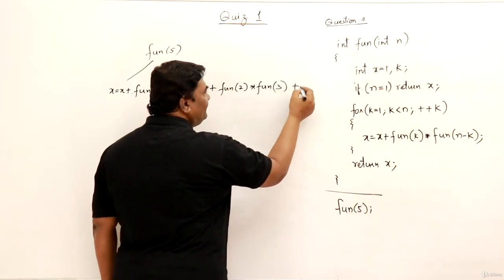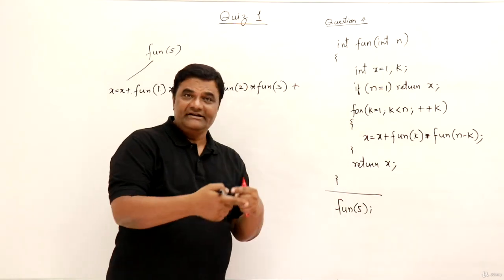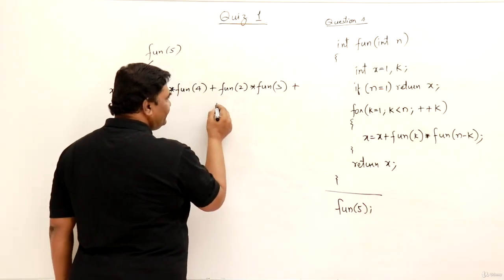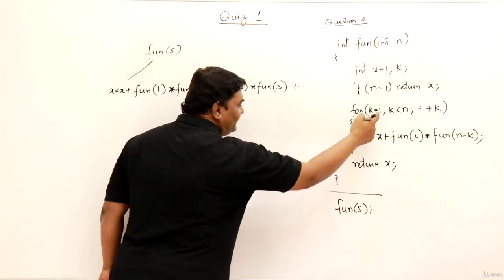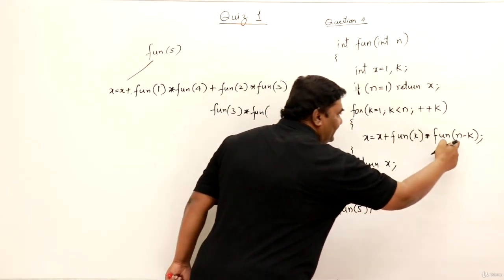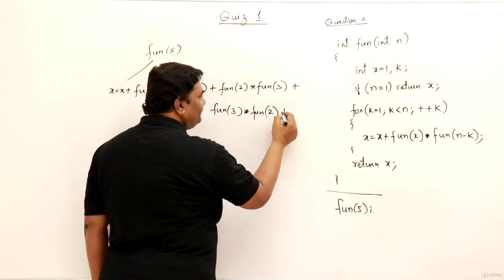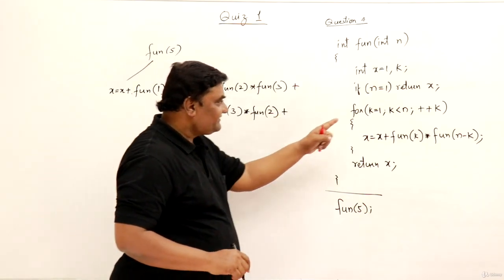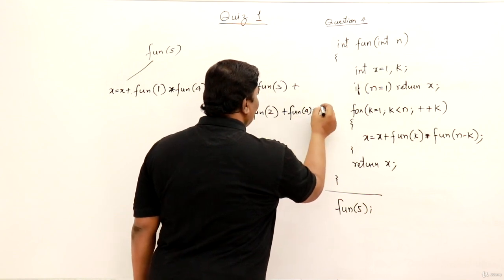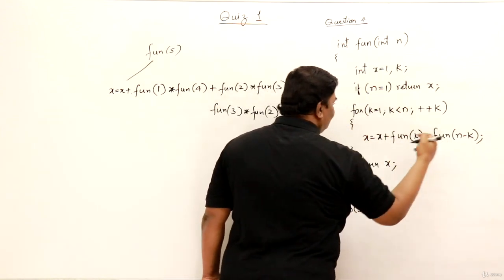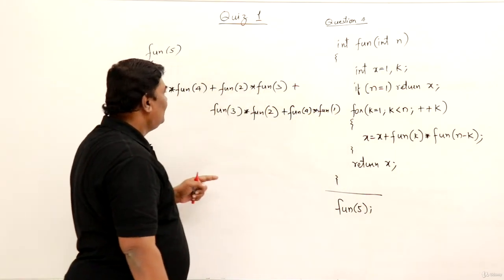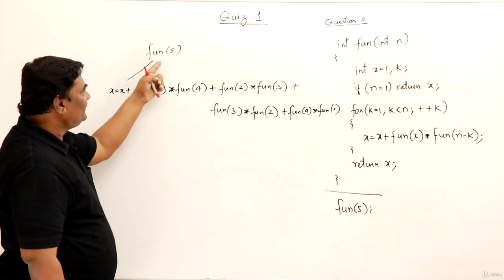that is 3. Then plus, this is in the for loop. Repeat one more time. So fun of k will be 3. So this is fun of 3 into fun of 5 minus 3, which is 2. Then plus one more time. Now this time k will be 4. So fun of 4 into fun of n minus k, that is 5 minus 4, it is 1. So many calls for just fun of 5.